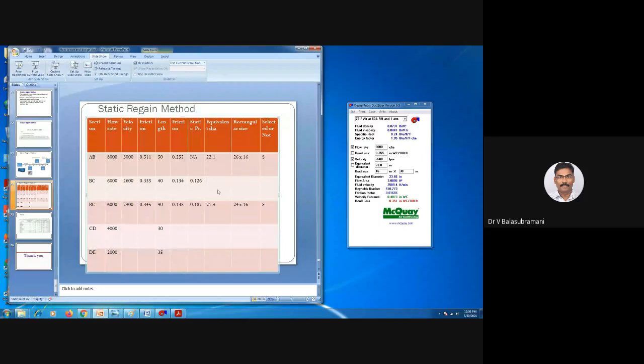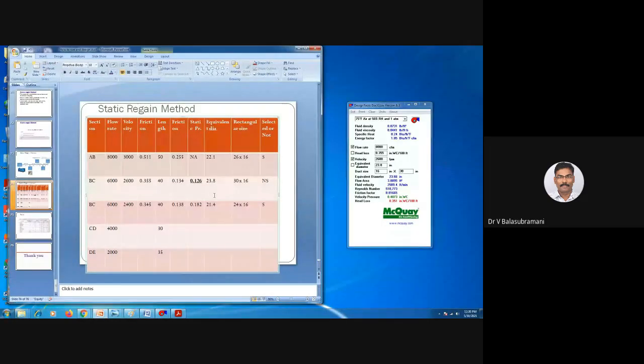So equivalent diameter is 23.8, so the other size is 30 cross 16. But this is not selected. So what is the reason? This is the very, very critical point. This value is very low, and if it is very low, it is not acceptable.